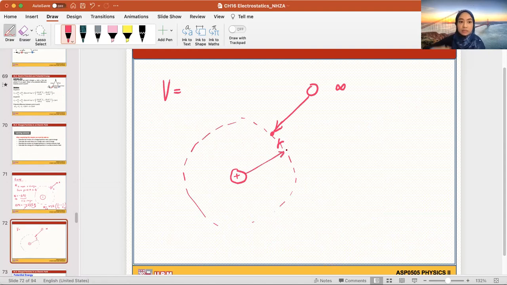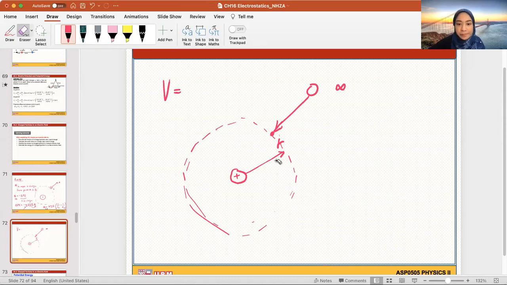So this is the radius to that point. Okay, so this is also R, right? So I can bring my charge to here, sama je. It will still be R because it is the radius. So R is a point away from the source charge. So we don't know, it depends on the question what R is.